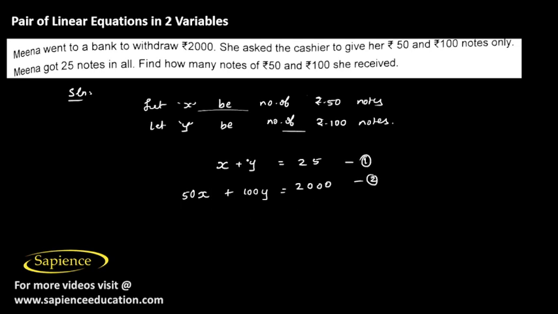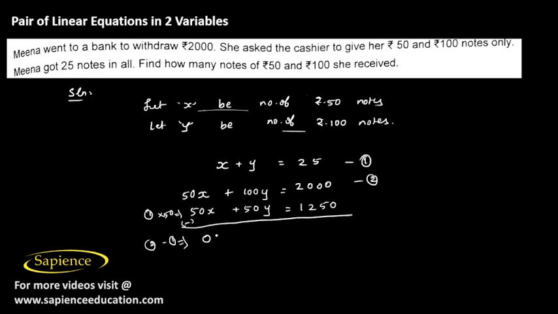Now we can eliminate the variable x. So first equation into 50 will be 50x plus 50y equal to 50 into 25, which is 1250. Now we can subtract first equation from second equation. We will get 50x minus 50x is 0, 100y minus 50y is 50y, equal to 2000 minus 1250, which is 750.